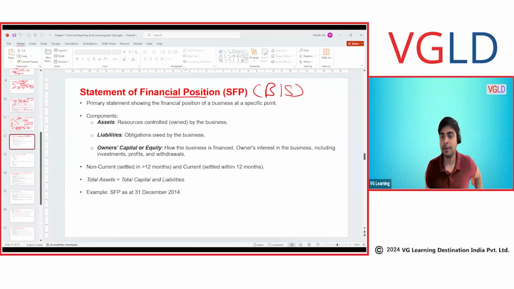So this is the statement of financial position. Let me draw a statement of financial position, a balance sheet, so that we get a picture of how a balance sheet looks. Before I draw it, just read this line. Balance sheet is a statement showing the financial position.